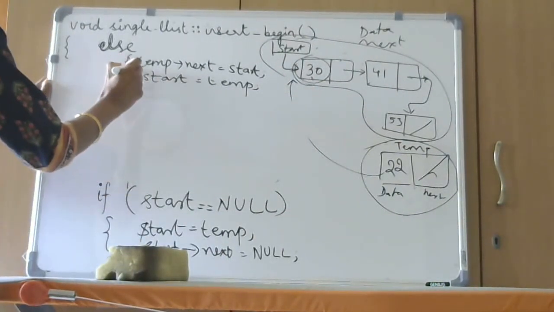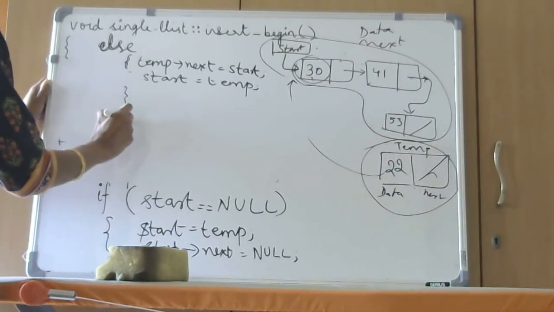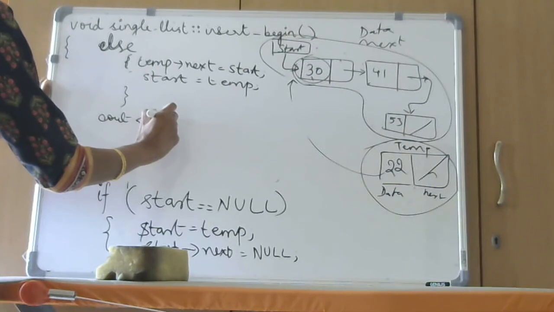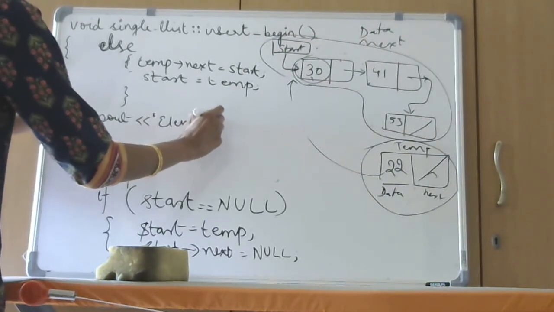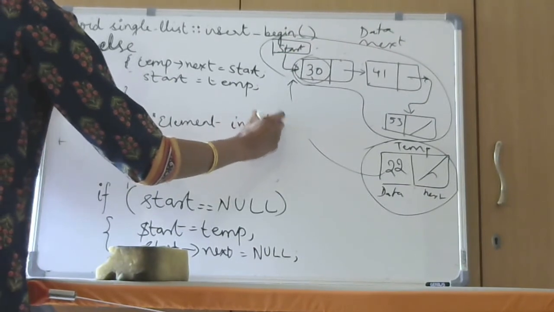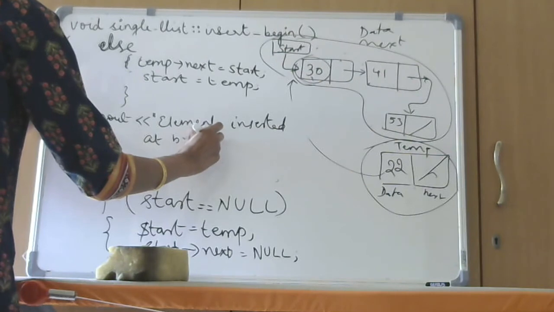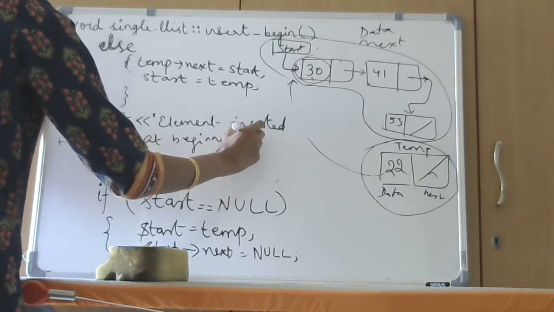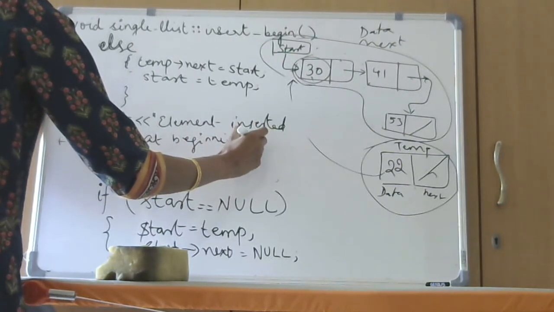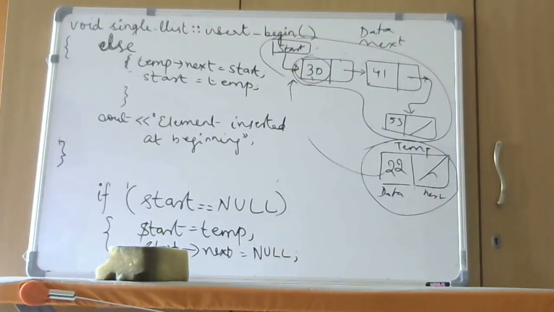So else this condition, and then probably you can give a cout. Element is inserted at the beginning so that you know this part has got executed. Okay. And close that. This is how you try to insert at the beginning.